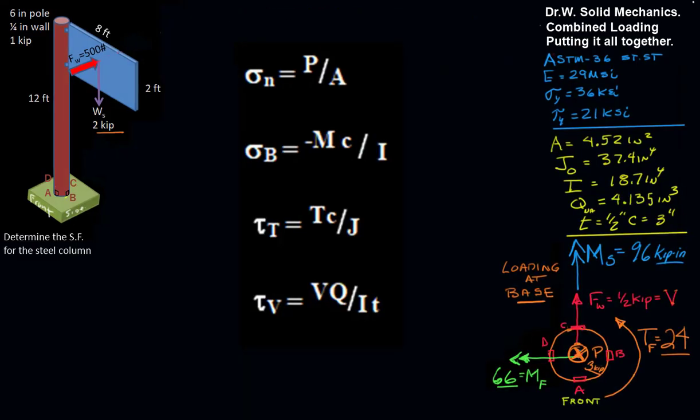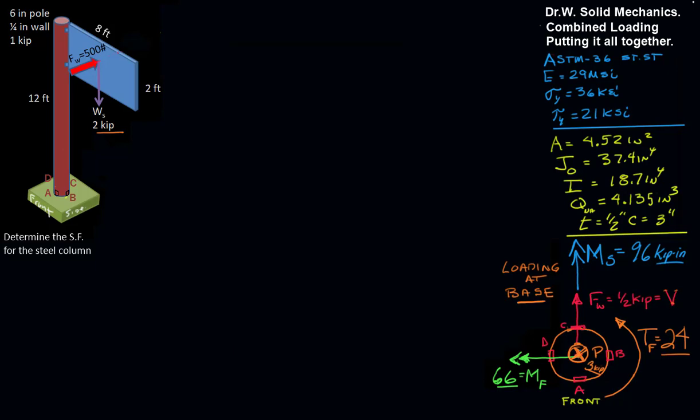Sorry, I'm just rambling. Our next step is to take those loads and determine all of the stresses that could be acting at the base of this column. And I like to calculate all the maximums of these first, and then use those values to determine which ones are acting at the different elements of A, B, C, and D. So let's start there. Our normal stress will be P over A, and P is 3 kips, and we have the A of 4.52, and we'll get 0.664 KSI from that.